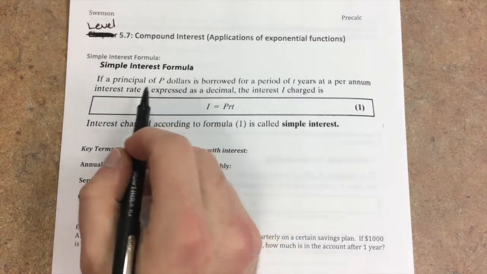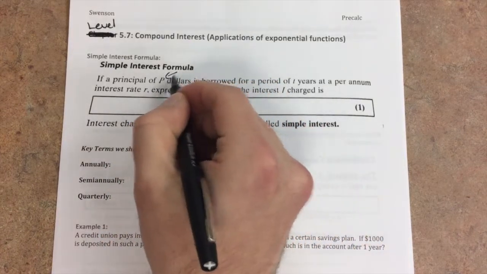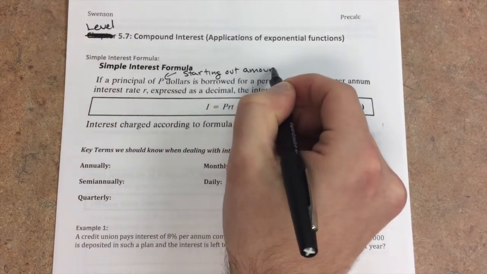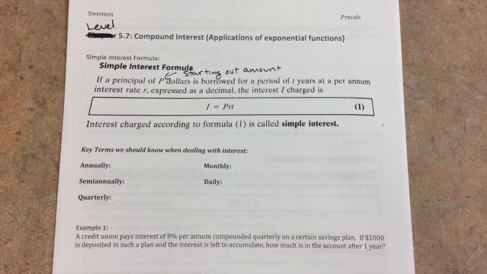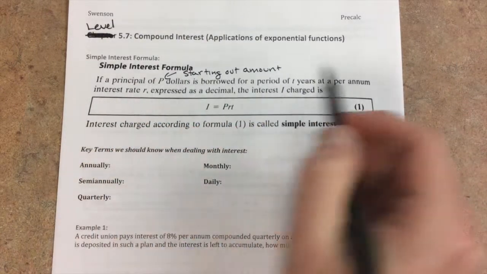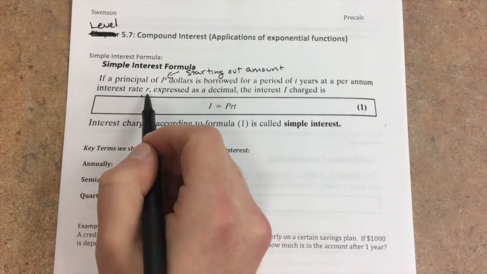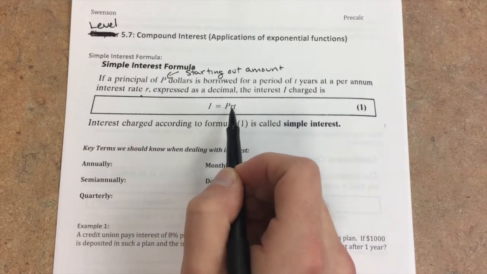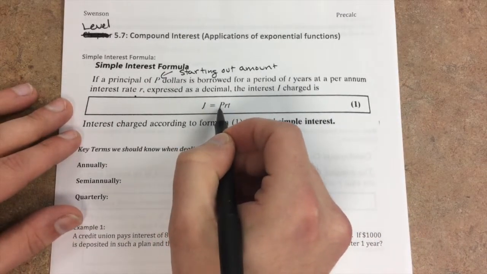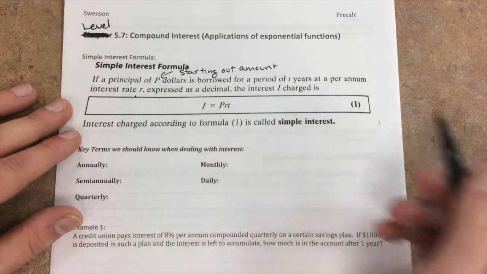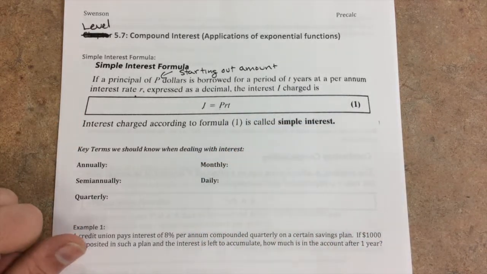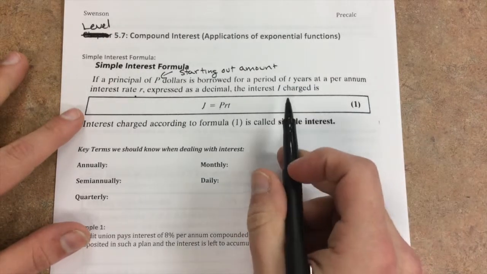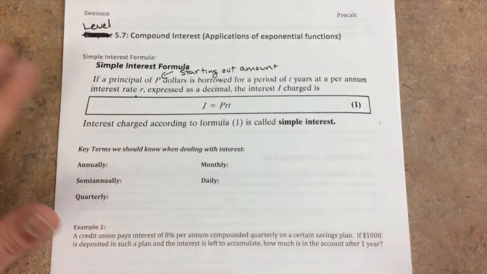Simple interest. If a principal of P dollars, which means starting-out amount, is borrowed for a period of T years per annum, which means per year, at a per annum interest rate R, expressed as a decimal, then the interest charged is I equals P times R times T, where I is the interest, P is the principal amount, R is the rate, and T is the number of years. This is called simple interest because we don't have any complex factors. We're only talking about yearly, a simple rate, and a dollar amount.